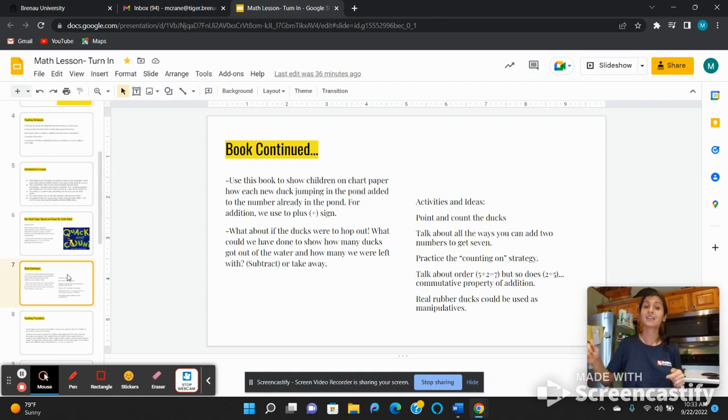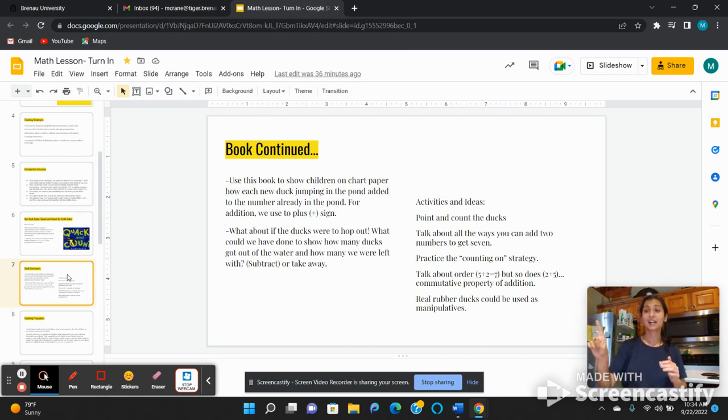The plus and the takeaway sign: how we add to, and we can also take apart. What if the ducks hop out? What could we have done to show how many ducks? Could we have done 5 ducks hopped out? Takeaway, that tells us how many ducks hop out. 2. Okay, equals activities, lots of activities.